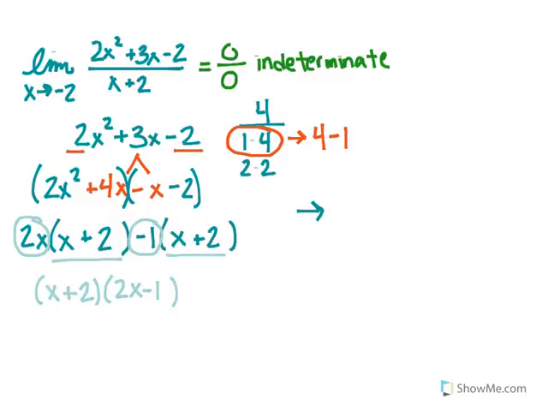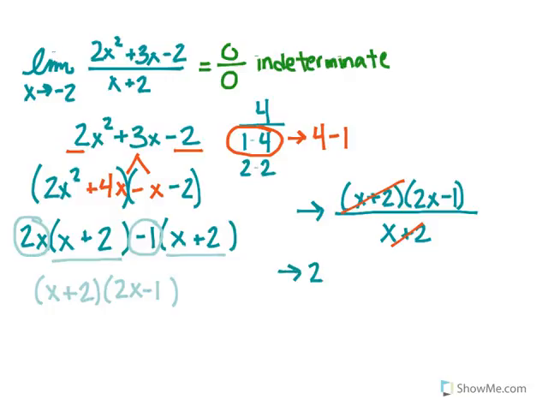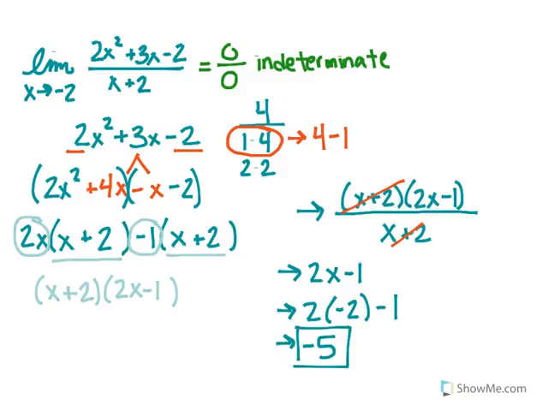So everything all together now looks like x plus 2 times 2x minus 1 over x plus 2. And remember, our goal is to get something that cancels, and sure enough, the x plus 2's do. So we're going to retry plugging in our limit. So we're left with 2x minus 1. We're going to plug in -2, since that's what we're approaching. And it looks like that's going to give me, let's see, a -5. Yeah. So that's going to be our limit.